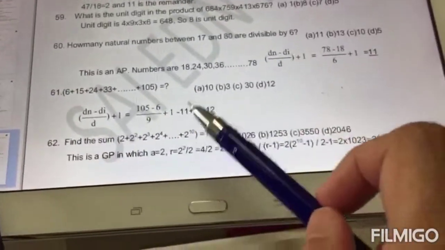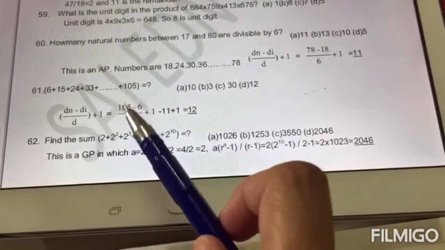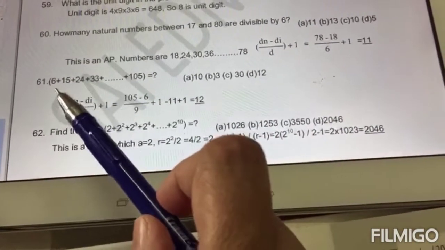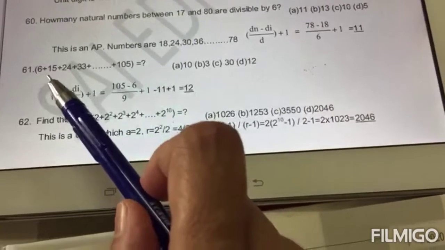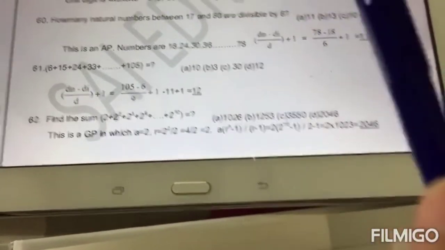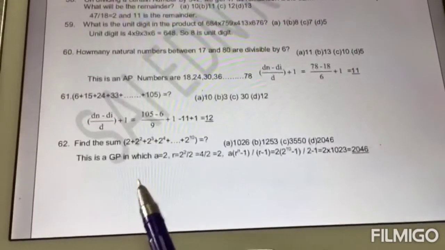Now 61 is also similar. Please use the formula. Please first identify whether this is arithmetic progression or not. In this case, A1 is simply 6, AN is equal to 105. What is the difference? It is 9. See if it is the same throughout. Only then it is arithmetic progression, and only then can you use this formula. Moving on to number 62.